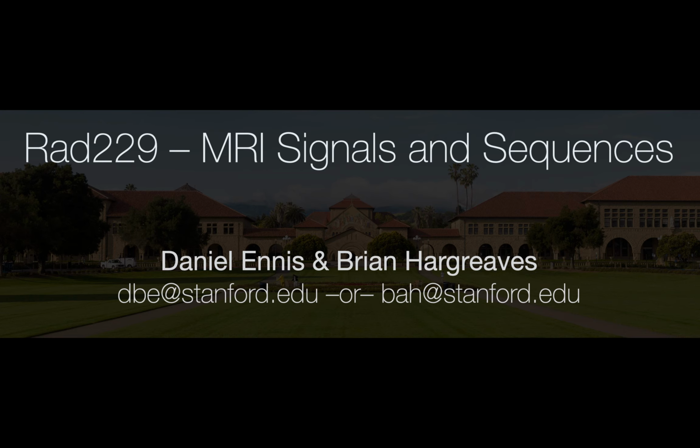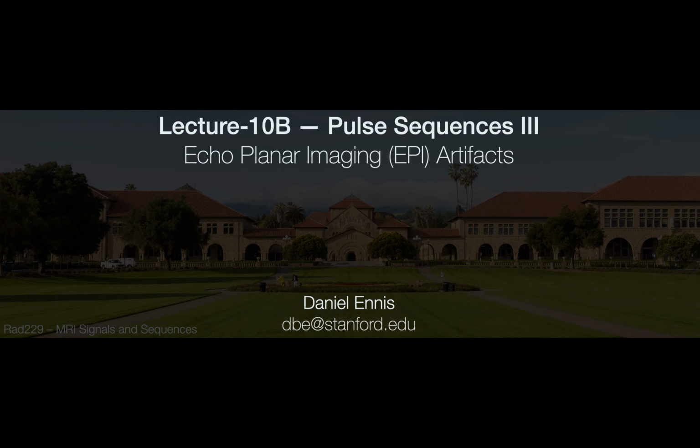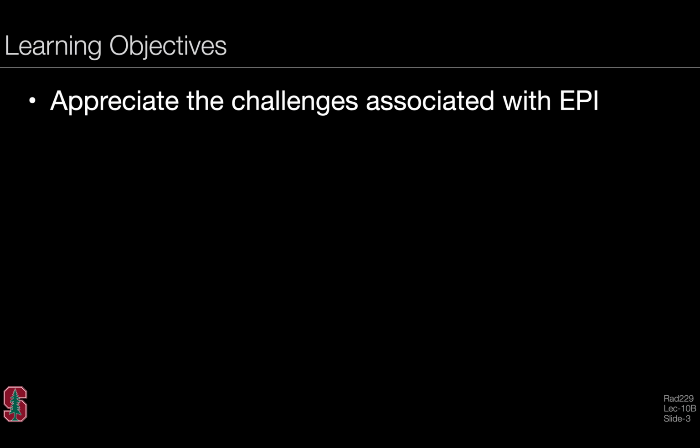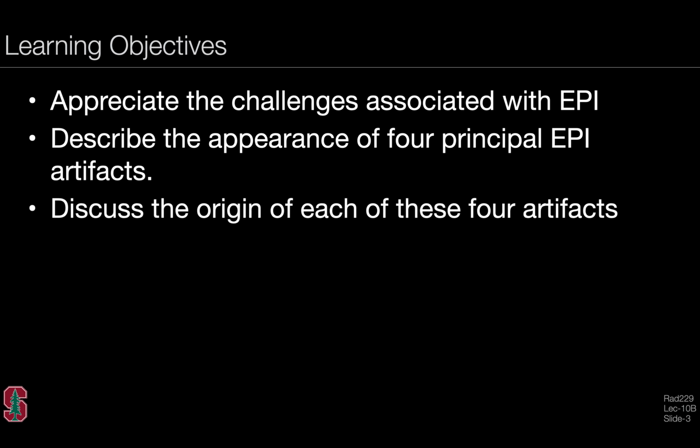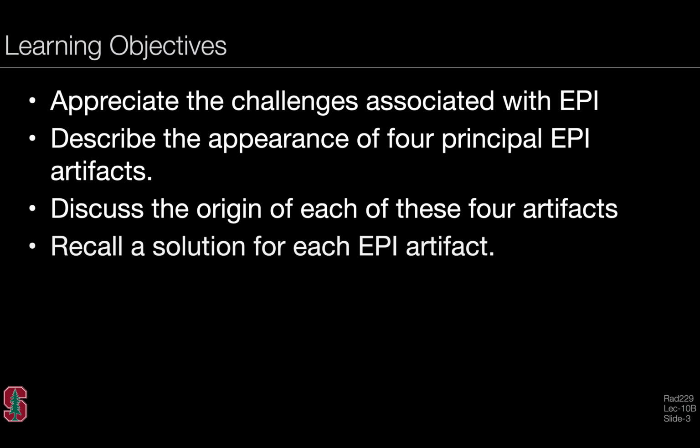This lecture is part of a series of lectures for Rad229 MRI Signals and Sequences offered in the Department of Radiology at Stanford University. The 10th lecture, MRI Pulse Sequences Part 3, is broken down into 3 parts, and Lecture-10B covers echoplanar imaging artifacts. The learning objectives for this lecture include being able to appreciate the challenges associated with EPI, to describe the appearance of 4 principal EPI artifacts, to discuss the origin of these 4 artifacts, and to recall a solution for each EPI artifact.